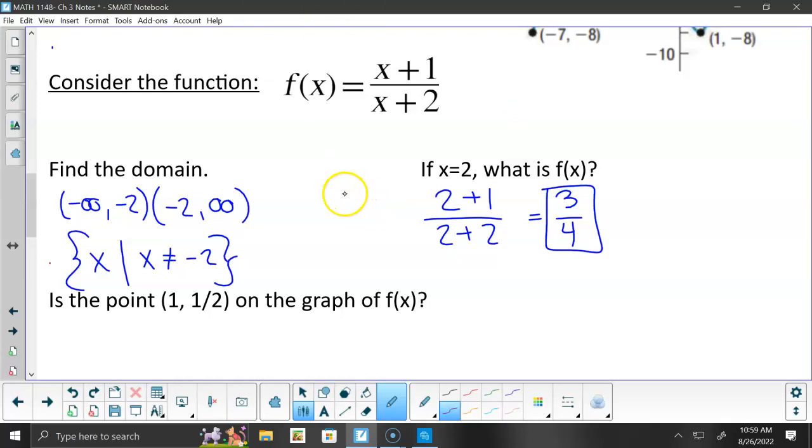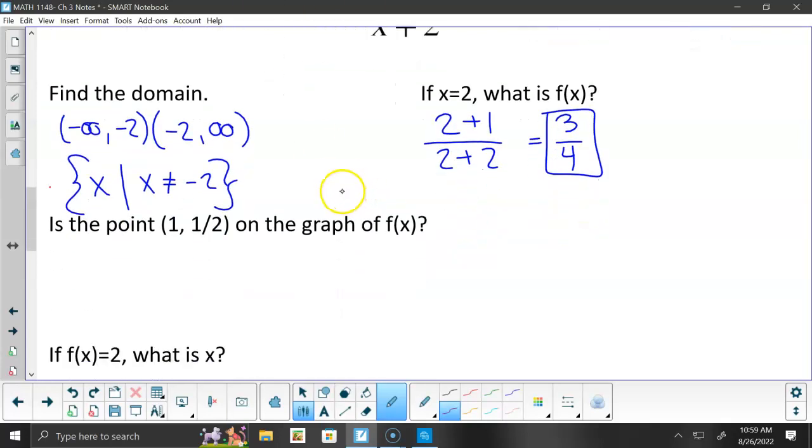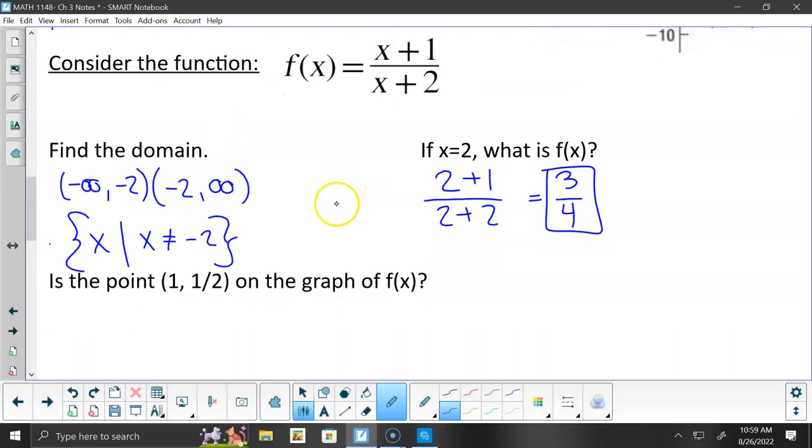Now, how would I check that next one? Is the point 1 and 1/2 on the graph? Shane? Yeah, and see if it equals 1/2. If it is, cool. If it's not, also cool. Now I have an answer. 1 plus 1 over 1 plus 2. 2/3. Does that equal 1/2? Nope.